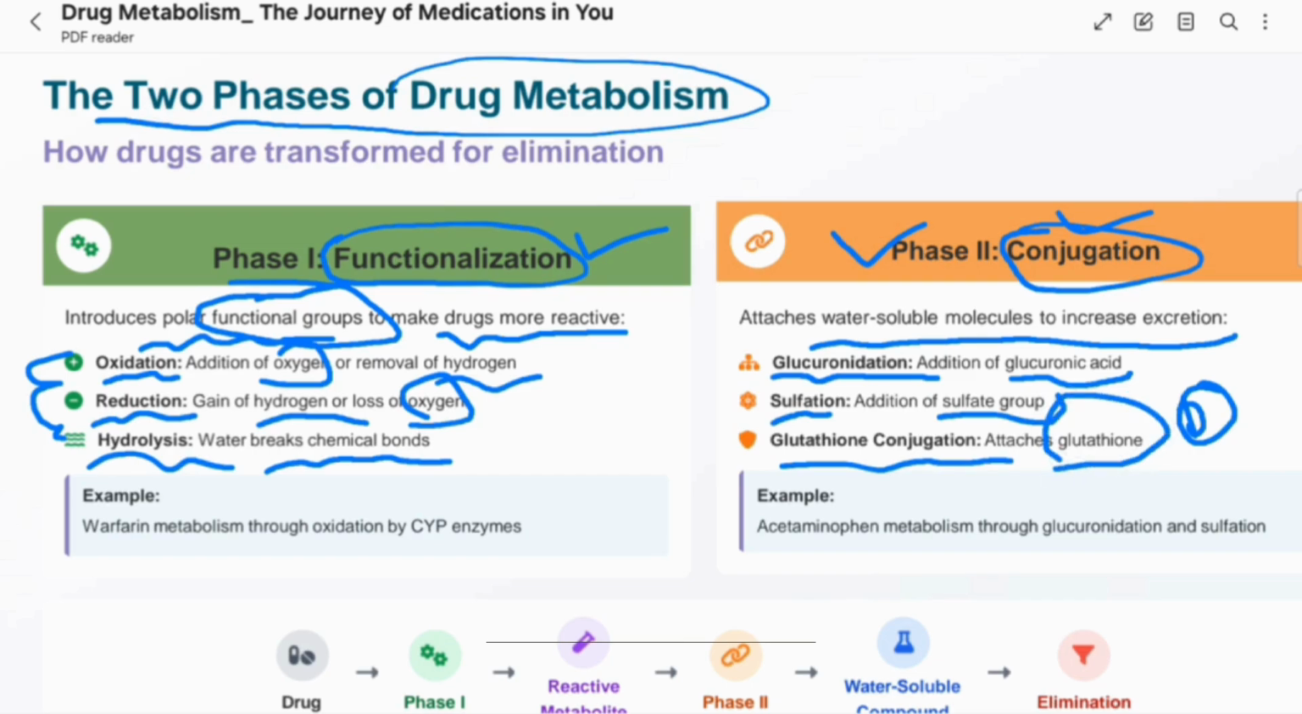So the phase 1 example is warfarin metabolism through oxidation by CYP enzymes. And the phase 2 example is acetaminophen metabolism through glucuronidation and sulfation.